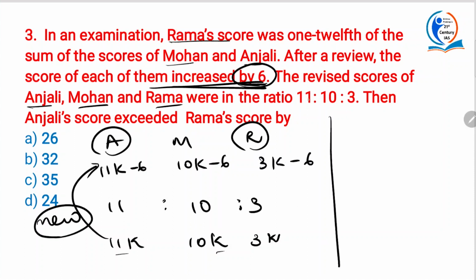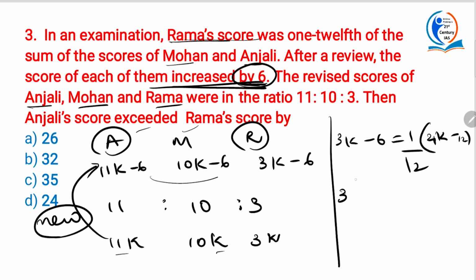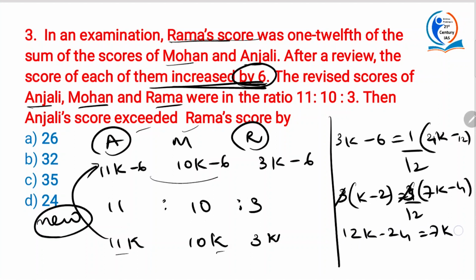Now, what is the other condition that they have given? Rama's score was 1/12 of the sum of scores of Mohan and Anjali, which means 3k minus 6 is equal to 1/12 of the sum of scores of these two. Now, 10k minus 6 plus 11k minus 6 is how much? It is 21k minus 12. So, 3 into k minus 2 is equal to 1/12 into 3, if you take common, 7k minus 4. So, 3 will get cancelled. 12k minus 24 is equal to 7k minus 4.